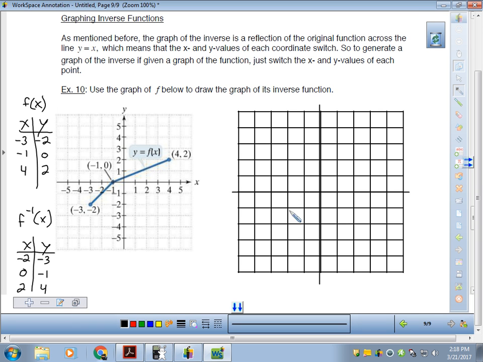So -2, -3 is down there. 0, -1 is right there. And then 2, 4 is up there. And then you just connect them together in the order that you plotted them. So -2, -3 to 0, -1. And then 0, -1 up here to 2, 4. And so that would be the graph of our inverse function. So here's my f of x, and here's my f inverse. Pretty straightforward, just switch the x and y.